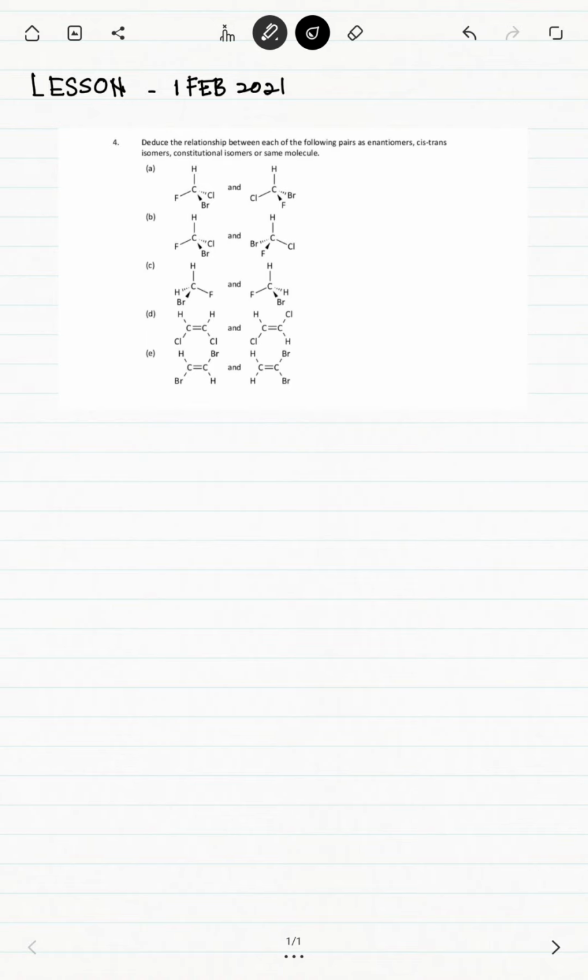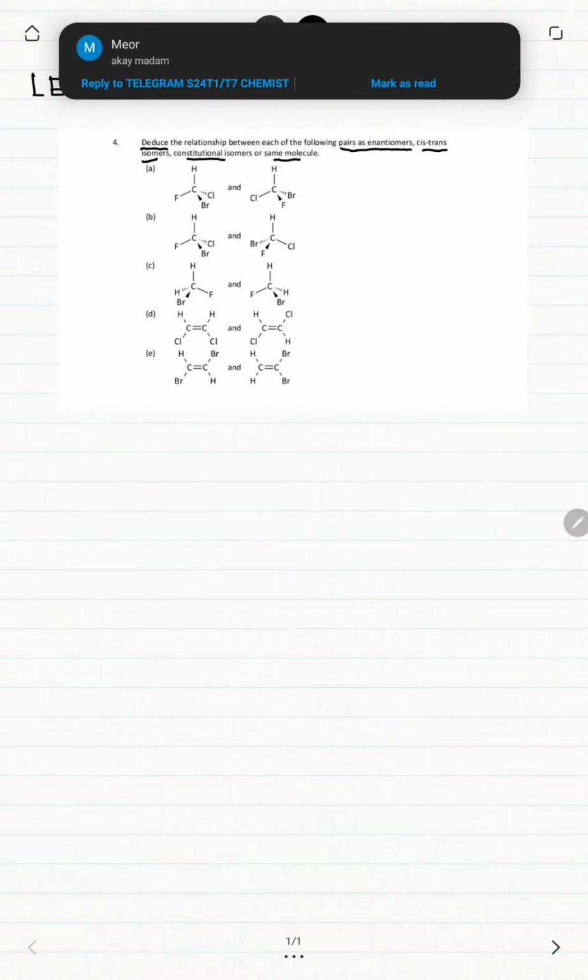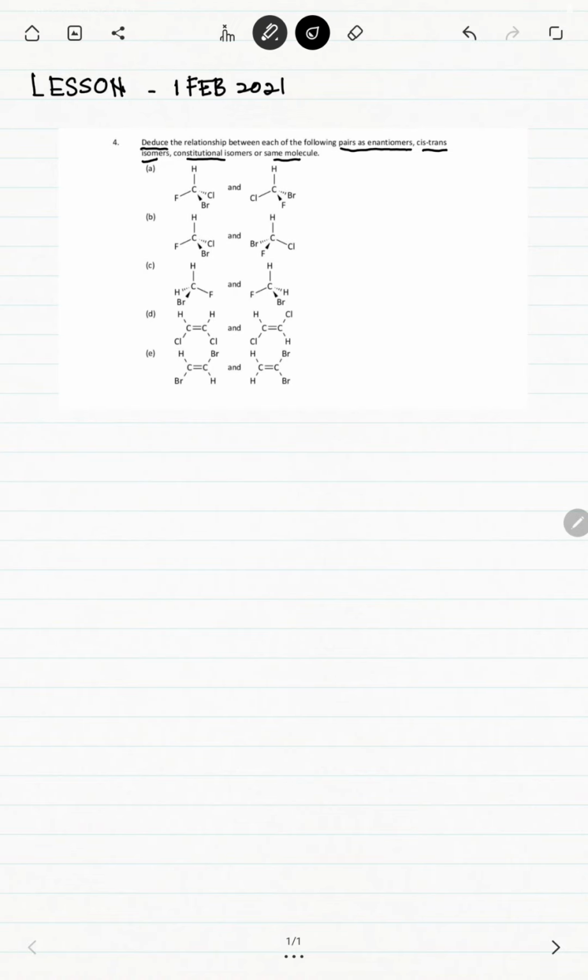Our lesson for today, we discuss exercises of lesson 5, focusing on question number 4. According to this question, exercise lesson 5, it asks us to deduce the relationship of the pair as enantiomer, cis-trans isomer, conformational isomer or the same molecule. According to the several questions given, the task is to identify which one the pair is, according to the structure given. So, question A first, I draw it first here.